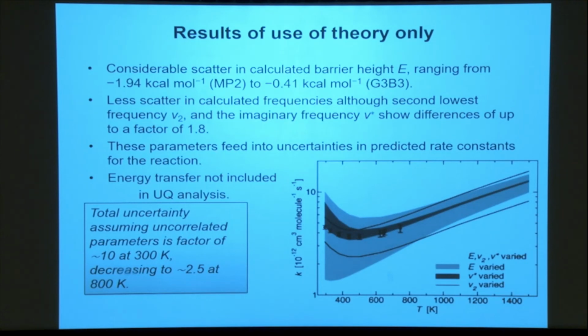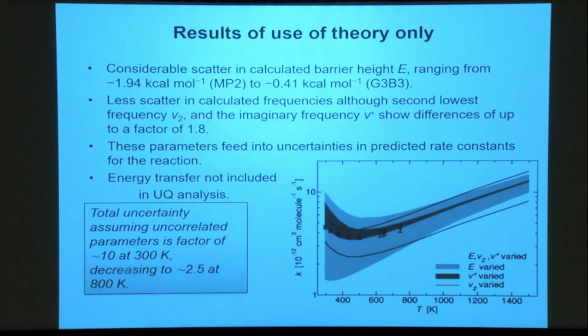There was less variability in the calculated frequencies, but even these could vary up to nearly a factor of 2. So actually, I don't know whether that suggests that our assumptions of 20% in our study were perhaps a bit optimistic. And then, of course, these parameters feed into uncertainties in the predicted rate constants when you come to use master equation methods. They didn't actually look at uncertainties in the energy transfer in this particular study, but in the Propal system we didn't find those to be massively important anyway.